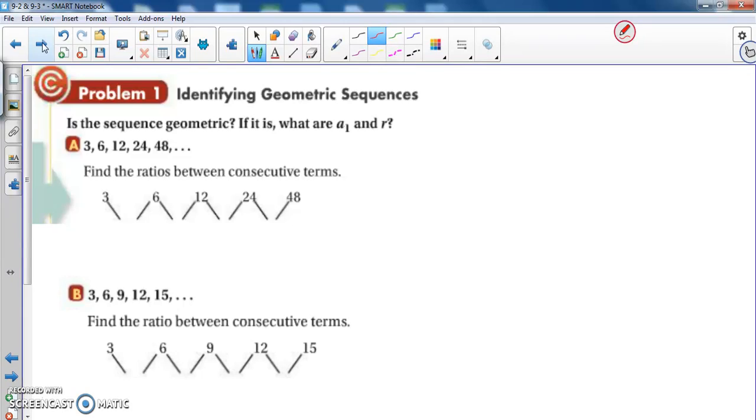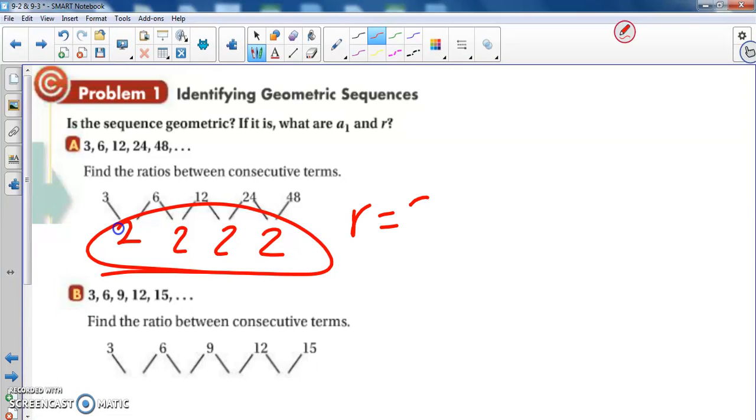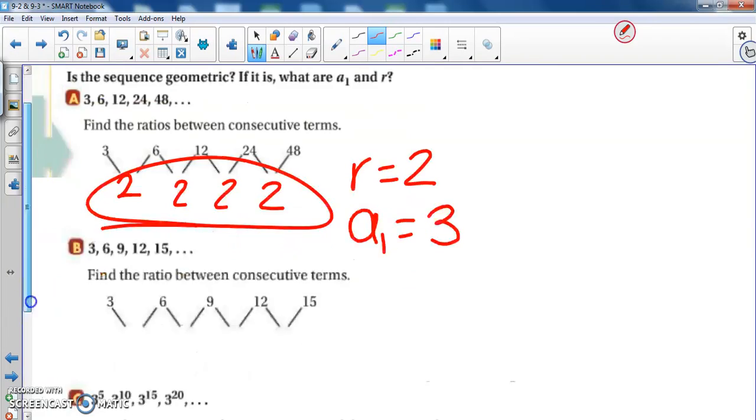So we need to check if we have geometric sequences. So we're going to take 6 divided by 3, which is 2. 12 divided by 6, which is 2. 24 divided by 12, which is 2. 48 divided by 24, which is 2. Since we have a common ratio, r is equal to 2. Our first term is equal to 3.